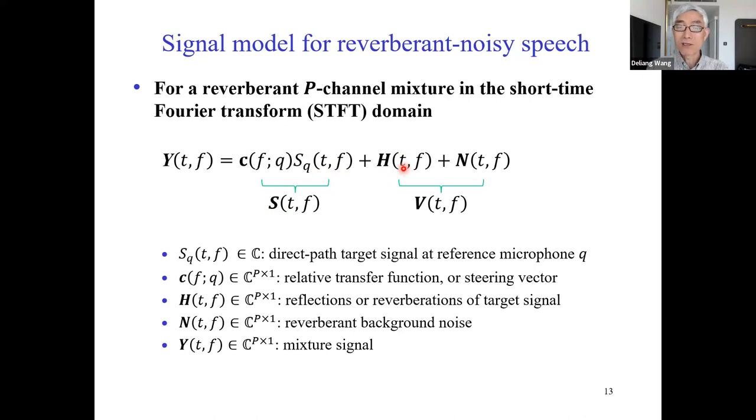So that appears in the equation as well. The third term, N, corresponds to the reverberant background noise. So if we do speech dereverberation and denoising, we'd like to remove both of them. So we combine H and N together to form a term V. Essentially, the array recording has two terms in it. One is the speech, the target signal, and the second one is the interference signal.